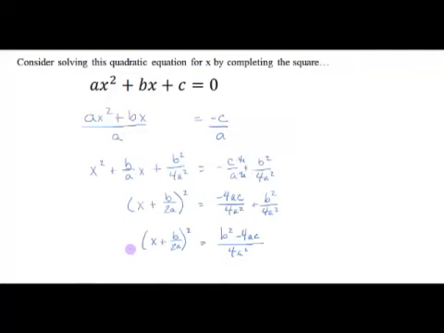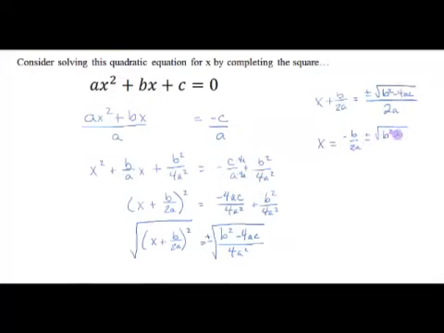Then we'll want to take the square root of both sides now. Remember the plus minus when you do that. That gives me x plus b over 2a on the left and plus or minus the square root of b squared minus 4 times a times c all over 2a. I can go ahead and take the square root of 4a squared. And let's go ahead and isolate x completely by subtracting b over 2a from both sides.